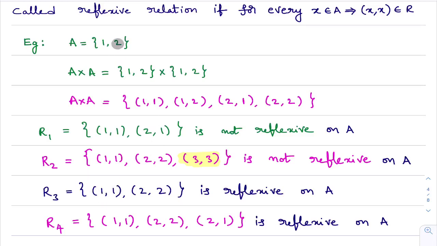You need to take another element also, 2. 2 is there in set A? Yes, 2 is there in set A. Ordered pair 2 comma 2 is there in the relation? Yes, ordered pair 2 comma 2 is there in this relation.